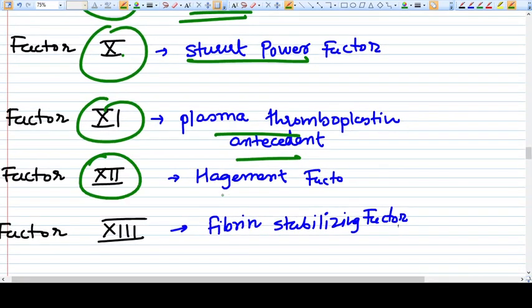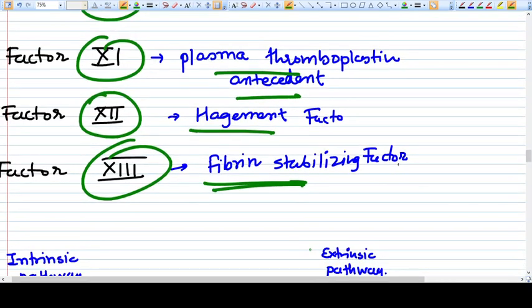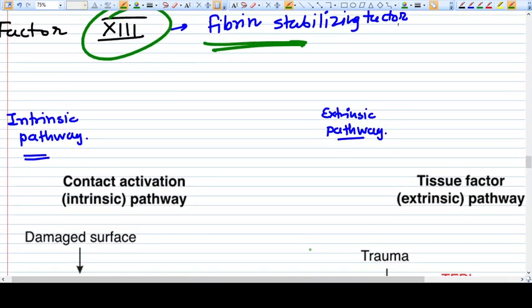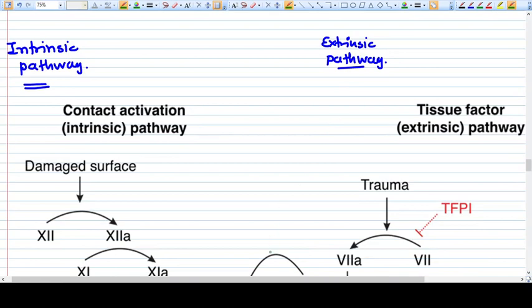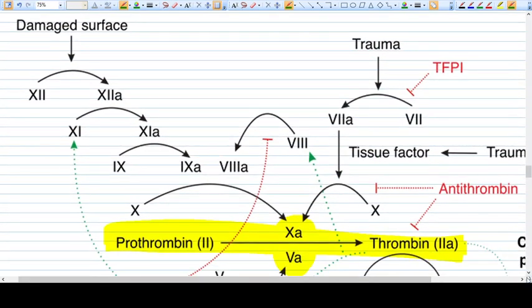Factor 12, Hageman factor. Factor 13, fibrin stabilizing factor. So there are 13 factors, and actually there are 12 factors because factor 6 is not considered nowadays. Okay. Now let's go with the pathway itself. This figure we have been seeing since years, since our junior days. Now let's discuss this thing.